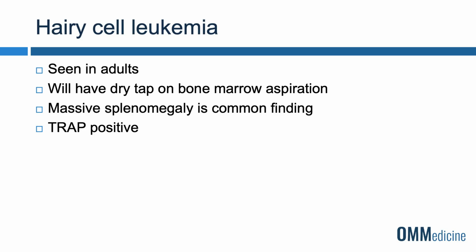Now, there is one type of leukemia we didn't mention on the previous slide, and that is called hairy cell leukemia. It is called that because the cells look like they have a bunch of hair sticking out of them. If you're not familiar with how that looks, you should look up an image of it. And this is going to be seen in adults.